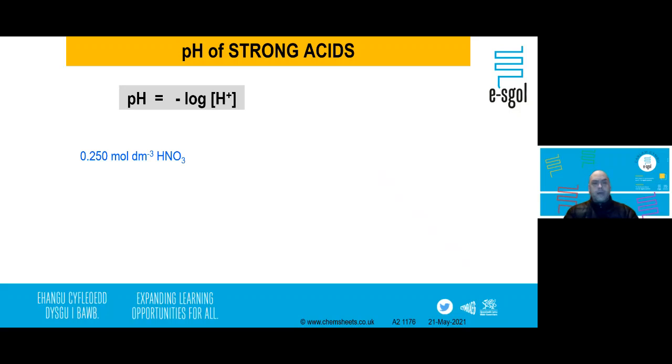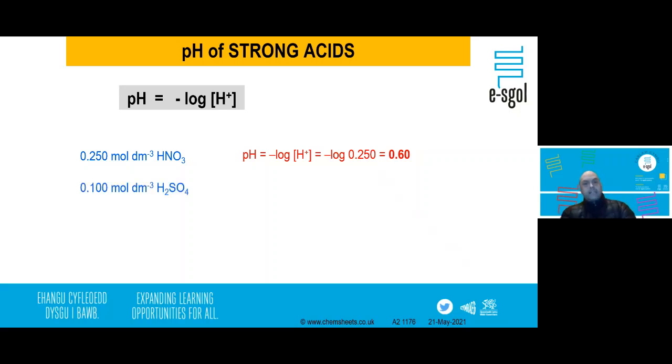For example, if you've got a monoprotic acid, like nitric acid, then we would literally type that into our calculator: minus log base 10 of 0.25, and we get our value of 0.60. Usually we like to quote pH to 2 decimal places.